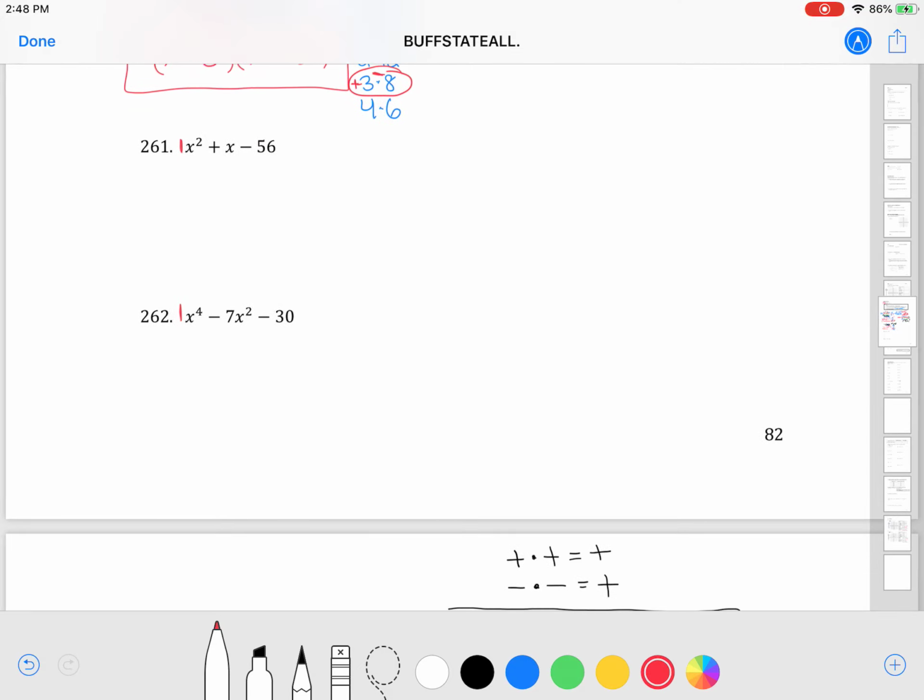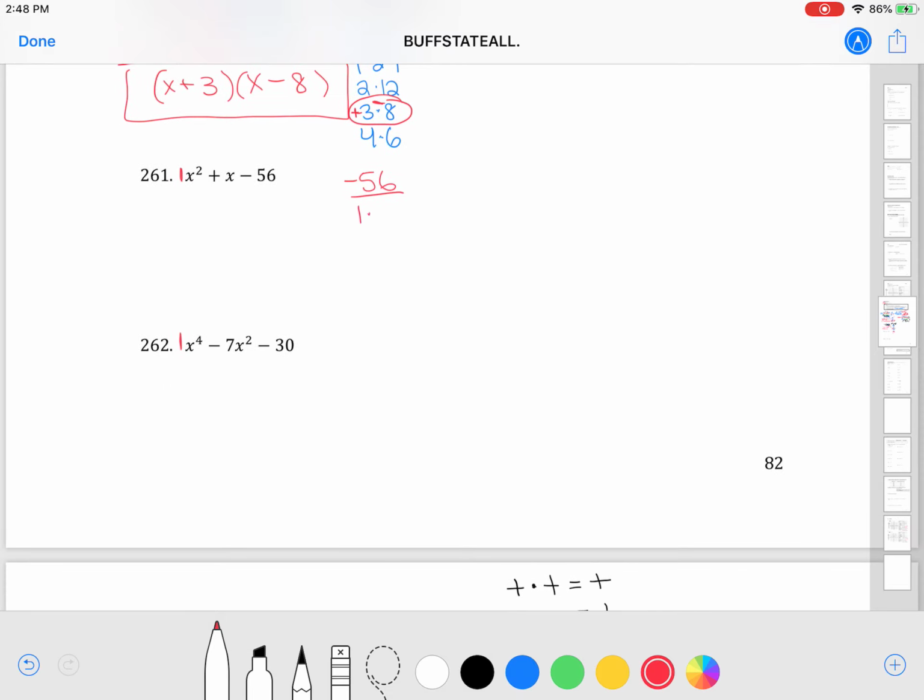Right. Go ahead and pause the video and try the next one on your own using the shortcut, if you think you like this shortcut. I'm going to just go ahead and get moving on it. So off to the side, I'm going to list the factors of negative 56. For now, that's just going to be 1 times 56. Thinking about the positive terms, I'll take the negative into consideration later. 2 times 28, 4 times 14, and 7 times 8.